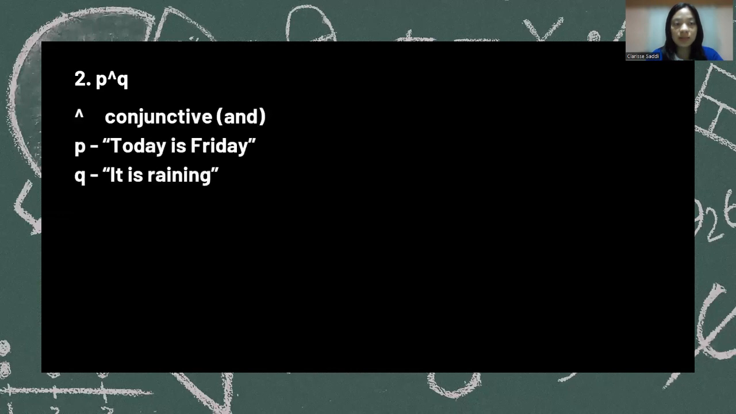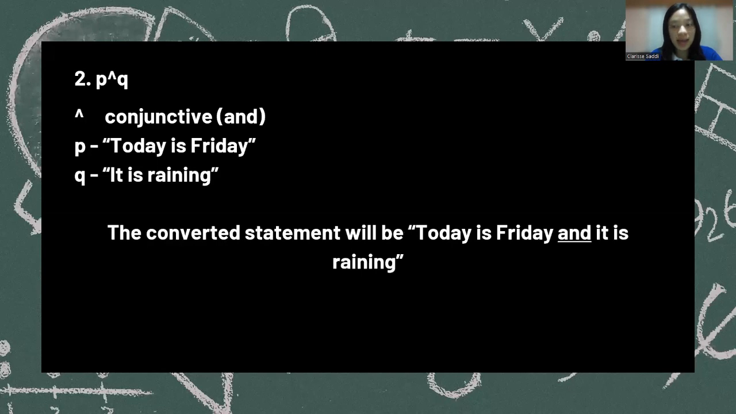So next we have the second example. As you can see, we have a conjunctive or the and connective, and we have the P and Q statement, which is today is Friday and it is raining. So the converted statement will be today is Friday and it is raining. It is an easier example since we just needed to combine or connect the two statements by adding the conjunctive or the and connective here.